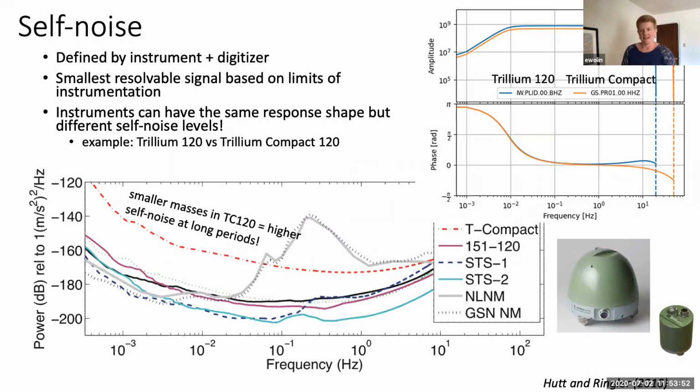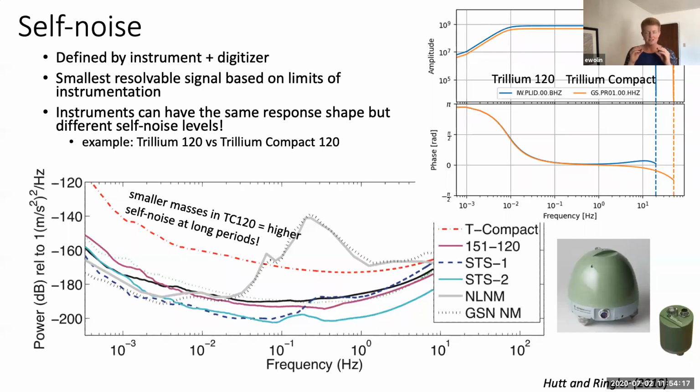Okay, one thing that I think a lot of folks don't think about, and I certainly didn't much when I was a grad student, is the self noise of the instrumentation that I'm working with. This is defined by the combination of your instrument and digitizer. And what this is telling you is the smallest signal that you can resolve based on the limits of your instrumentation, right?